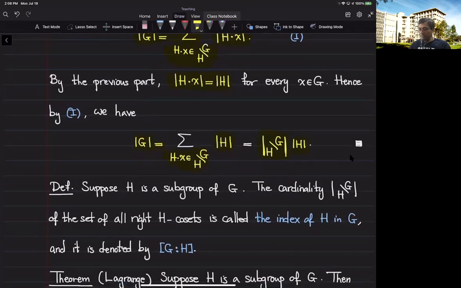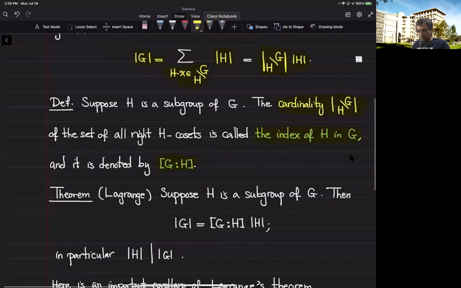Okay. So this cardinality, the cardinality of the set of all the right H cosets, is called the index of H in G. And we are going to denote this by square bracket G : H square bracket. So that is called the index of H in G. And what we proved shows that the cardinality of G is simply the index of H in G times the cardinality of H. In particular, the cardinality of H divides the cardinality of G. This is Lagrange's theorem.